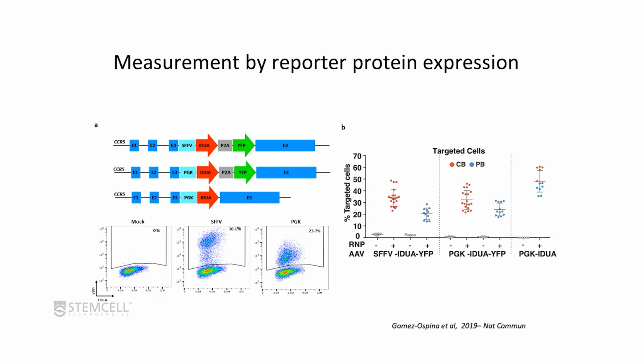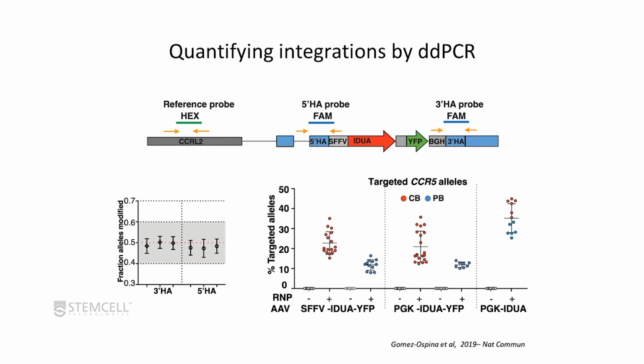Now you can measure integrations more directly by looking at the locus itself. Here I'm showing you the use of droplet digital PCR to accomplish this. There are, of course, other ways to do this. To do ddPCR, you need a probe that works as a reference. It could be anywhere else in the genome, but we prefer to place it in the same chromosome. And then you need another probe assay that will read only your integrated version of your allele, and that's very specific to what you want to do.